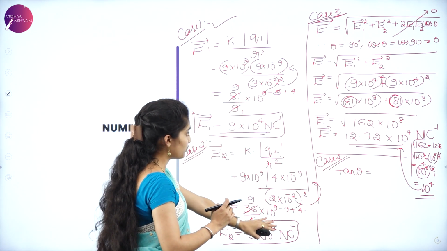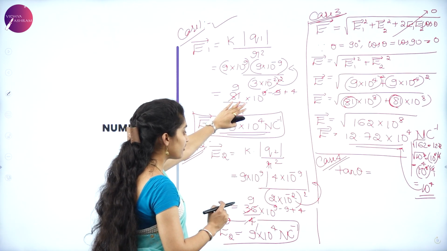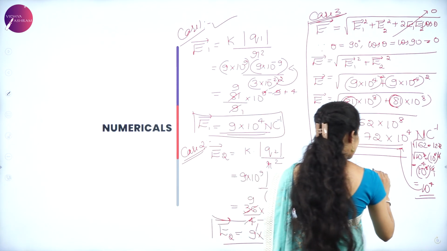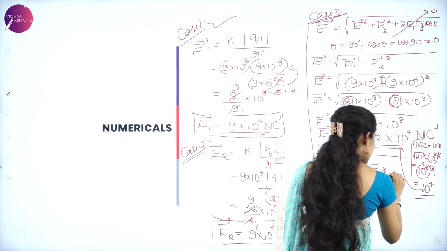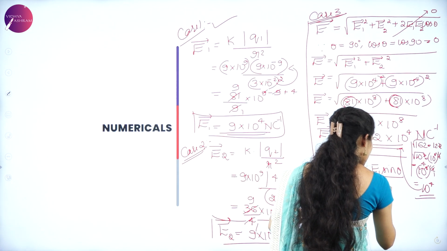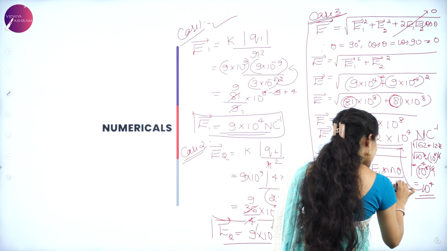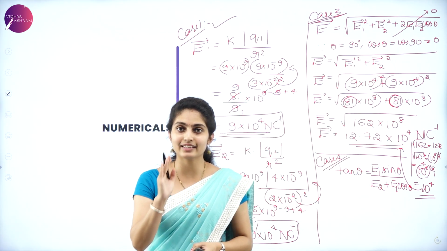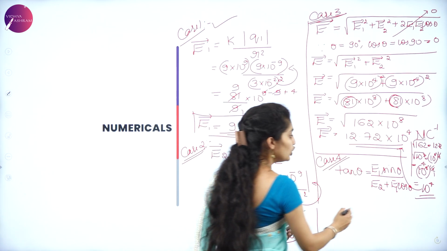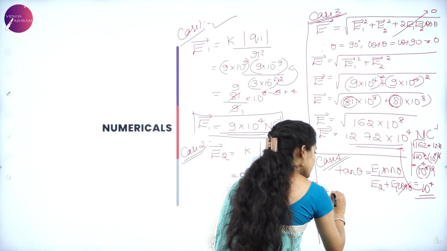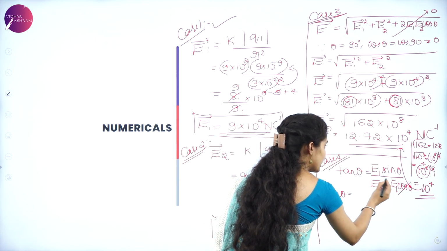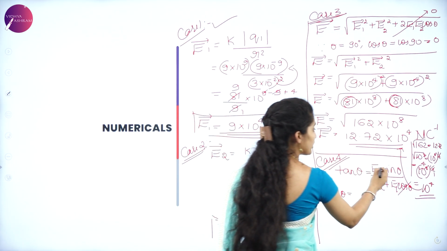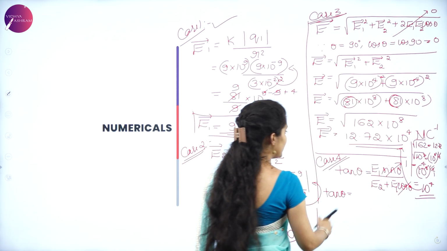This is A, this is B. A sin theta divided by B plus A cos theta. So write E1 sin theta divided by E2 plus E1 cos theta. Theta is always 90 degrees, so cos 90 is 0. So this term cancels out. So what remains is tan theta is equal to E1 into sin theta. Sin 90 is 1, so what remains is just E1.